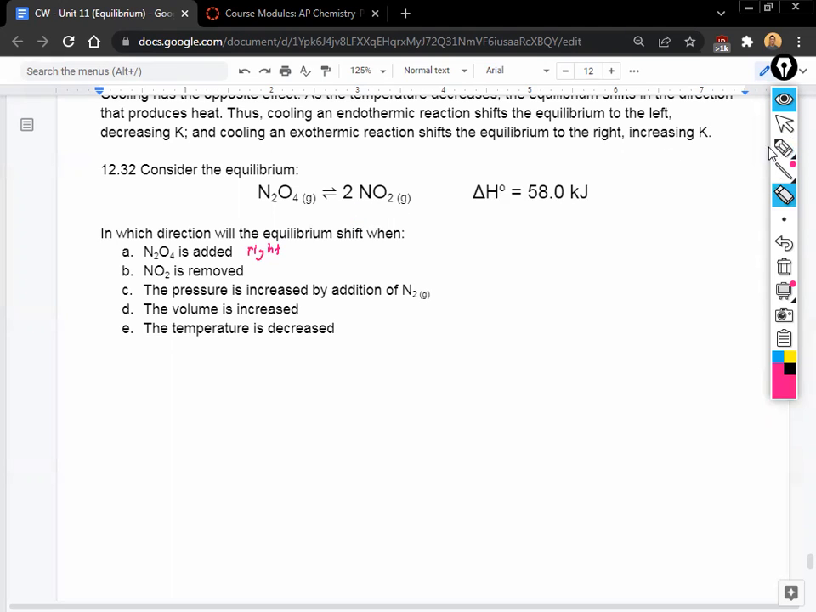All right, let's go to part B now. If I remove NO2, which direction is it going to shift? Who thinks to the left? Who thinks to the right? Yeah, it's going to be to the right. It's because if I have less of this, if I have less product, I'm going to want to make more product. So it's going to shift to the right again. Okay.